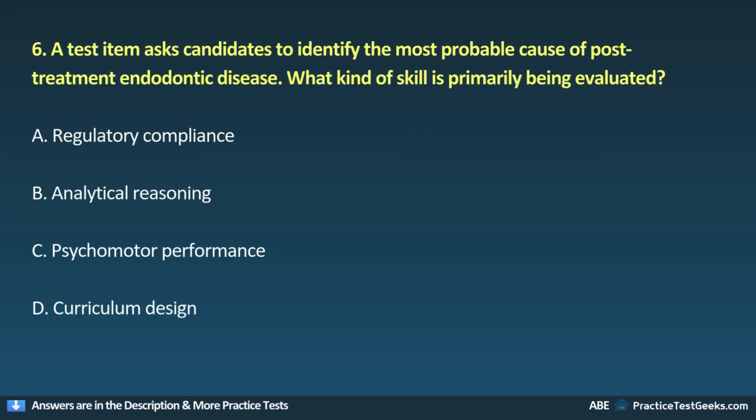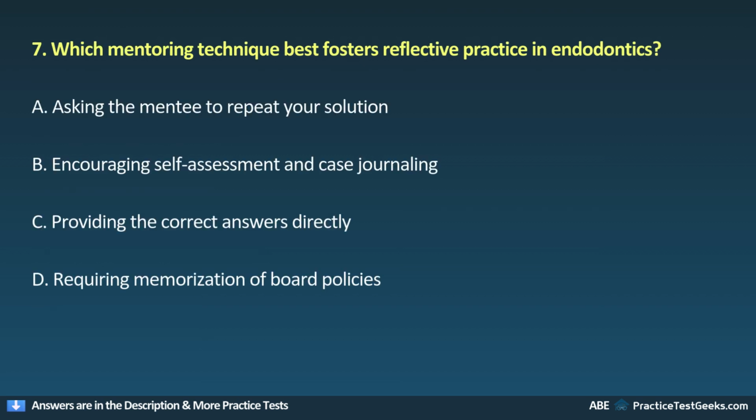6. A test item asks candidates to identify the most probable cause of post-treatment endodontic disease. What kind of skill is primarily being evaluated? A. Regulatory compliance. B. Analytical reasoning. C. Psychomotor performance. D. Curriculum design.